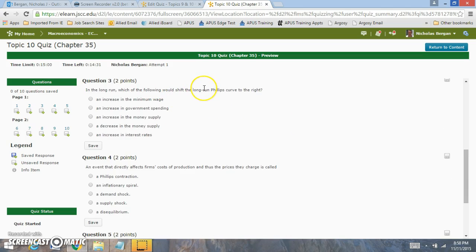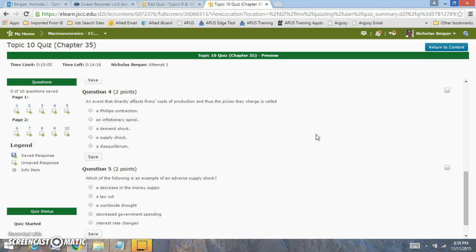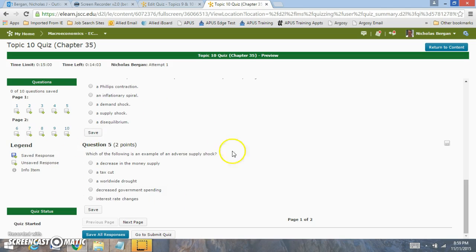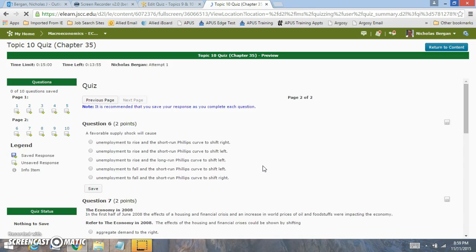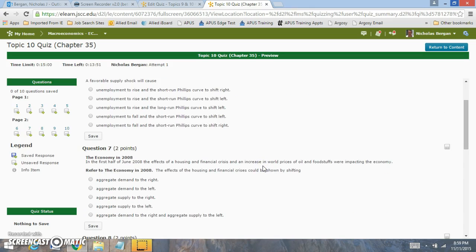In the long run, if there's a shift of the long run Phillips curve to the right, what does that mean? Which of these will cause the unemployment rate to increase? An event that directly affects cost of production. That would be the short run aggregate supply curve shifting. What's an example of an adverse supply shock, which causes a decrease in the aggregate supply curve? A favorable supply shock would be an increase in the supply curve to the right.